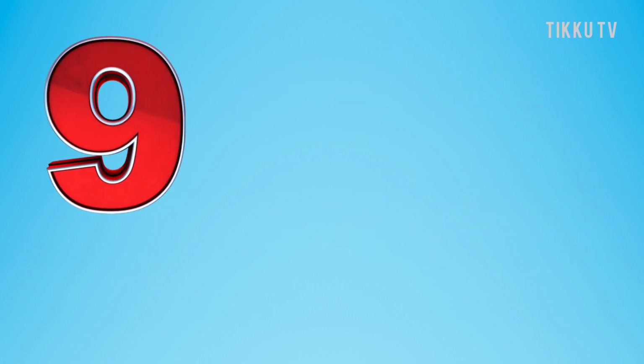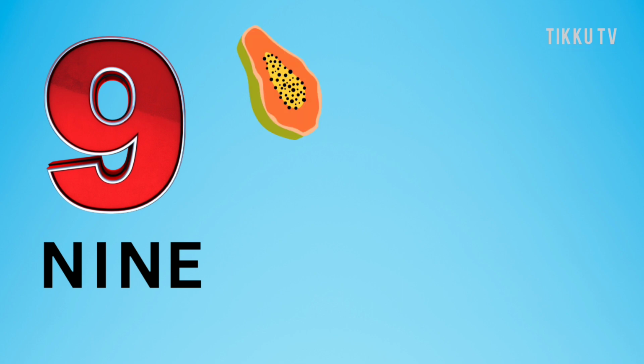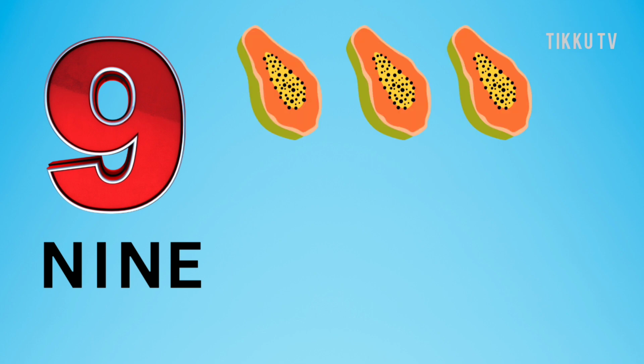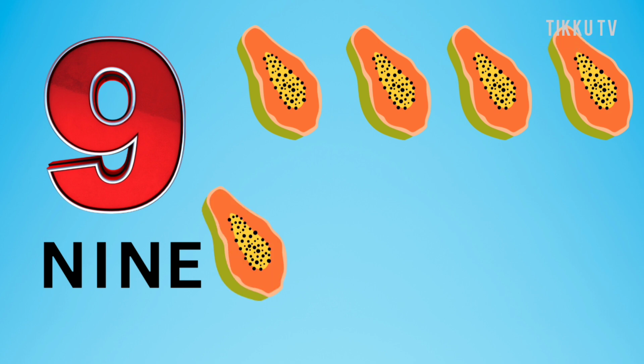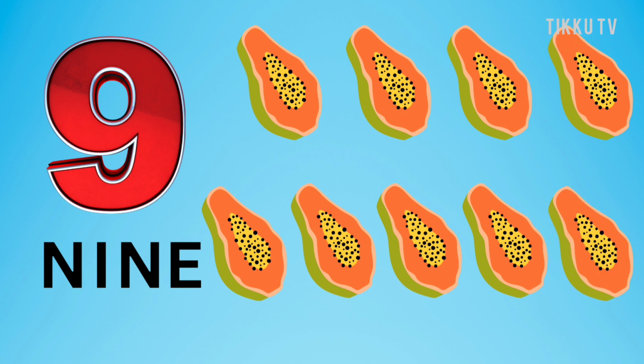This is number nine. Let's spell the word N-I-N-E. Nine. One, two, three, four, five, six, seven, eight, nine. Nine papayas.